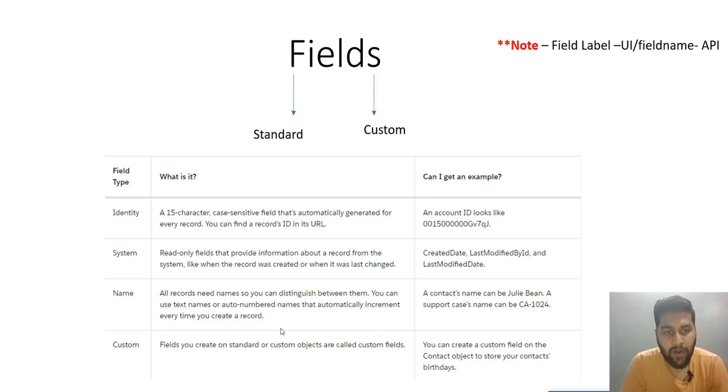I will show you how it looks. It's present in the URL. The system generated fields are read only fields, like created date, last modified ID, and last modified name, which I showed you. The name is basically a record name that distinguishes records uniquely, as I told you, and custom fields are the ones we are going to create. Hope these terms are clear. So without any further ado, let's move back to our playground.